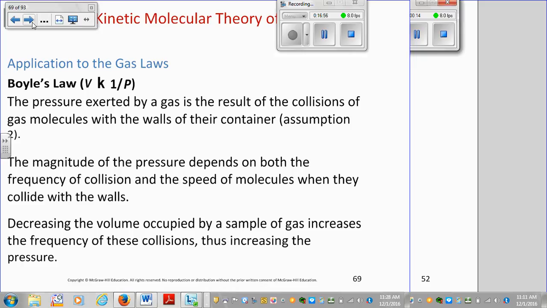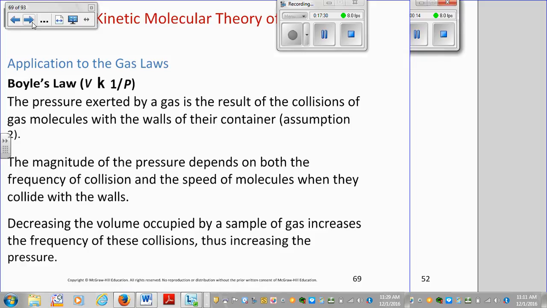So if you were all gas molecules, and I said, okay, go and hit this side of the wall, then run across and hit this side of the wall, then run across and hit this side of the wall, there's going to be a certain frequency you're hitting. You've got to run back and forth. If I decrease the volume by moving the walls closer together, you can get from one side to the other a lot faster. So there'll be more collisions. If there's more collisions, there's more pressure. Okay.